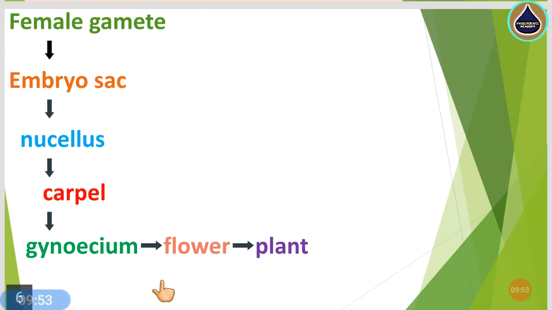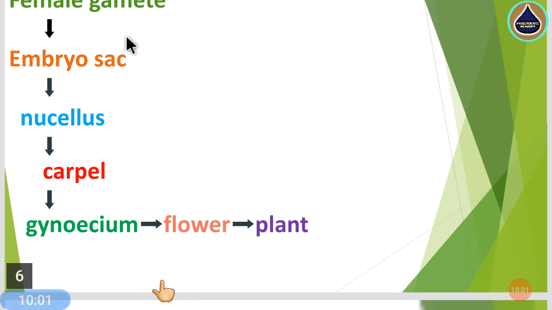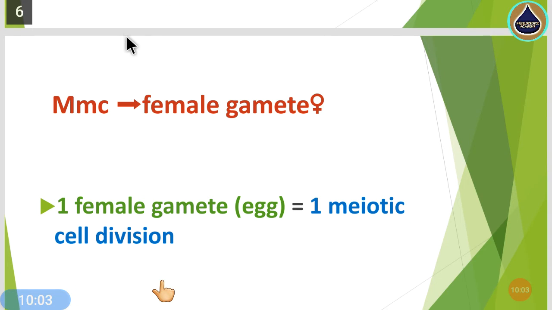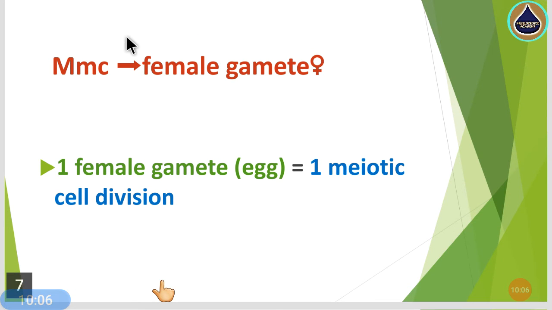So likewise, the other requirement besides the male gamete is the female gamete, and I have tried to explain this female gamete in this lecture. Now we'll see how many cell divisions are needed for the formation of the female gamete. As we have seen in male gamete formation, one meiotic cell division is needed for 4 pollen grains, meaning for four male gametes from the PMC, pollen mother cell. Now we'll see how this female gamete is formed.